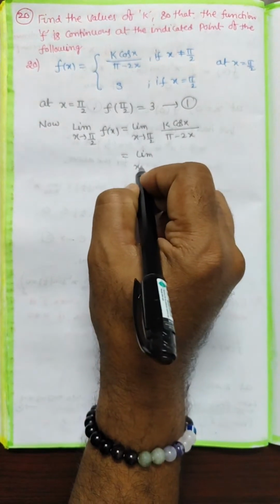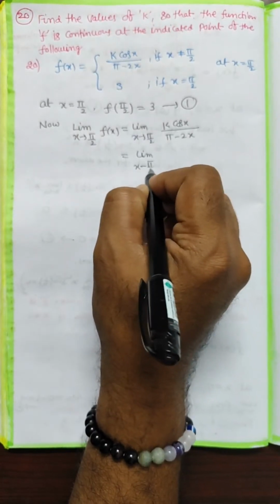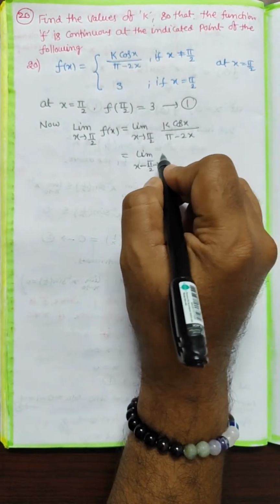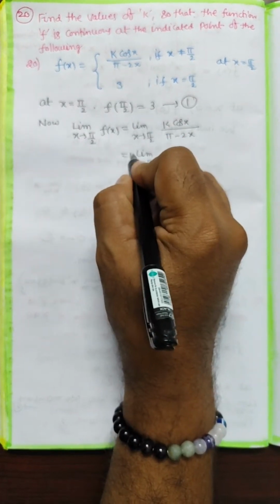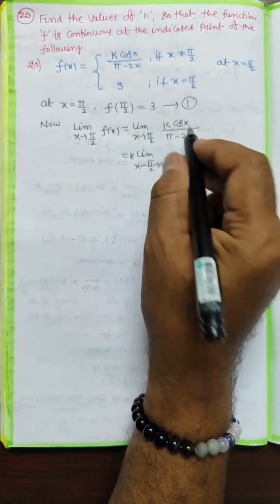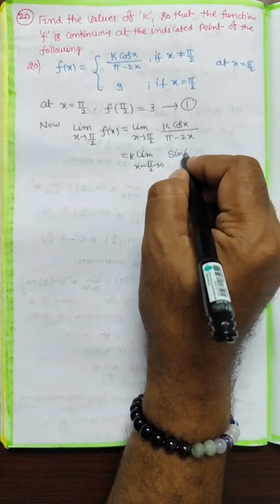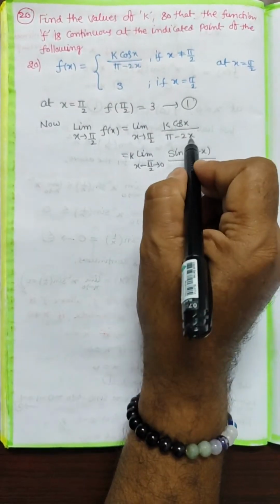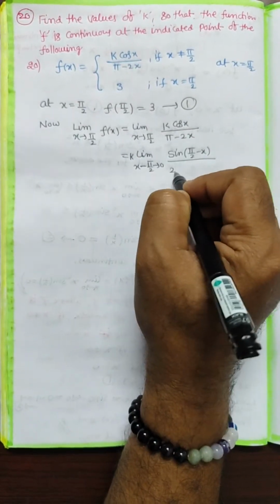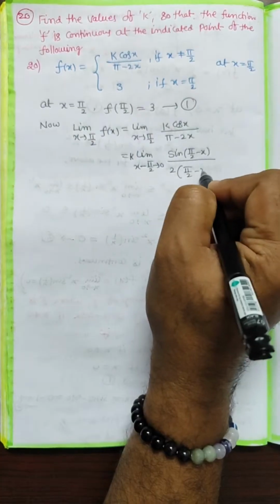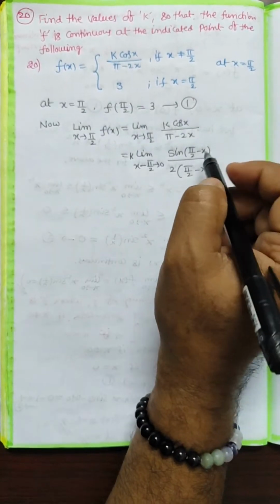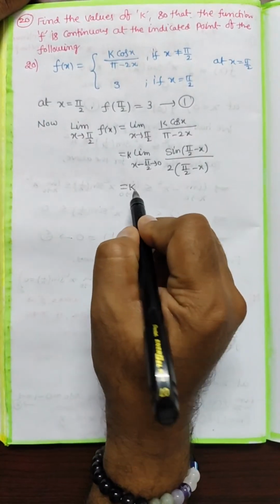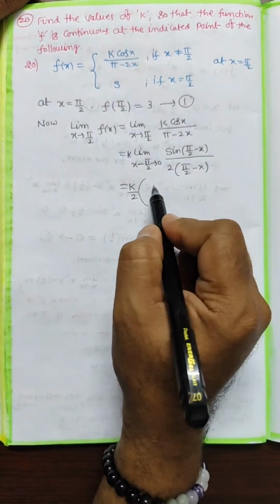Limit x tends to pi by 2 means x minus pi by 2 tends to 0. K is a constant, so I will bring it outside. Cos x can be written as sine of pi by 2 minus x, no? Divided by, here also I am taking 2 common, then pi by 2 minus x, dear students. I hope you understand. So 2 comes outside, so k by 2 is a constant.